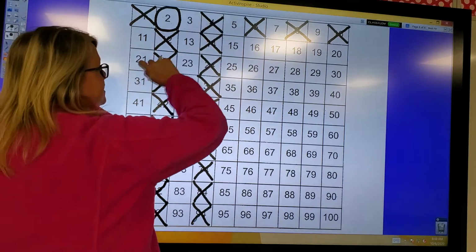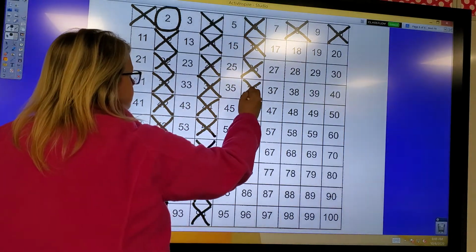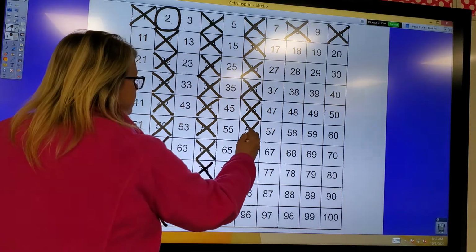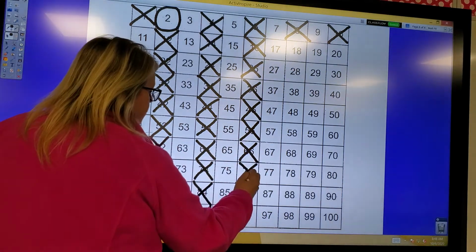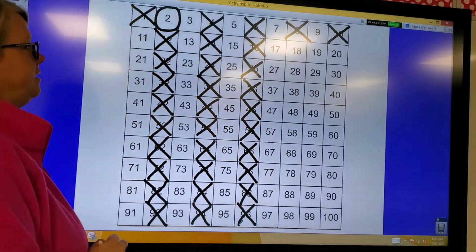Anything that ends in a 6 is composite. We can cross out this column. And you should be doing this on your paper while I'm doing it on mine. You may need to pause if you need longer time than what I'm taking.